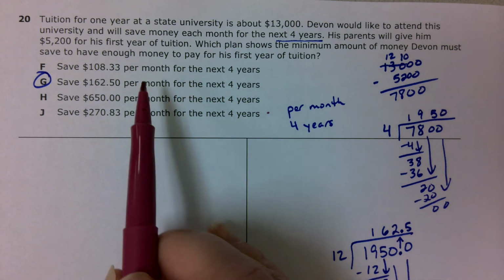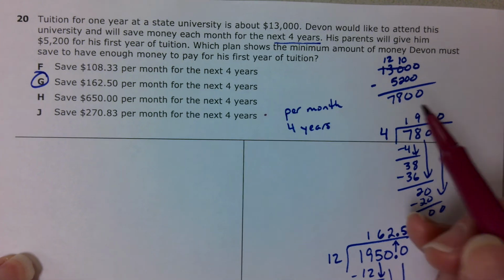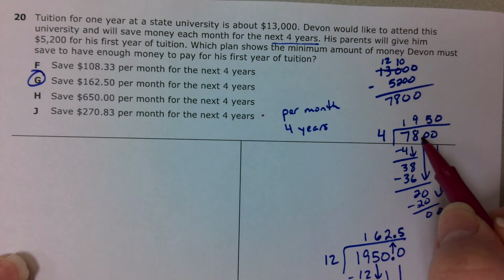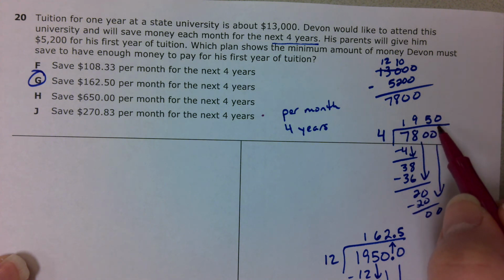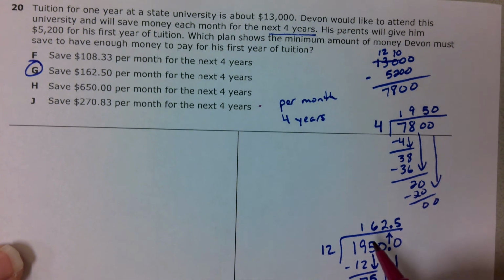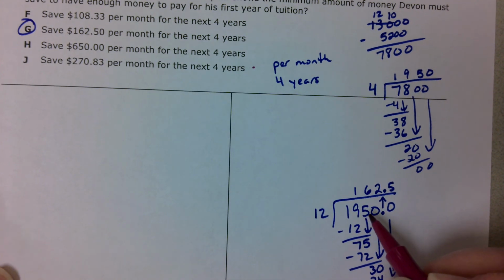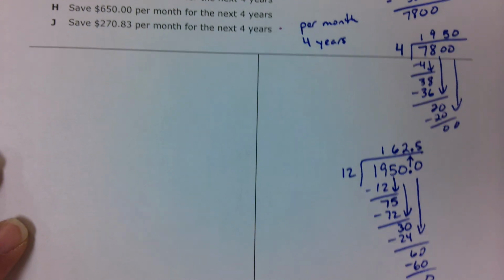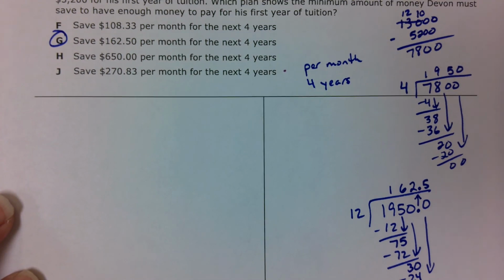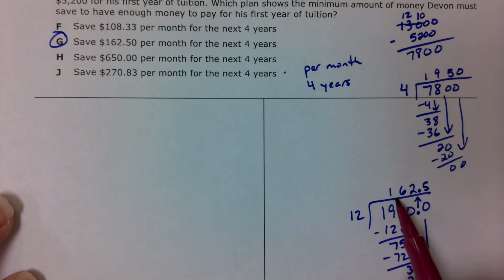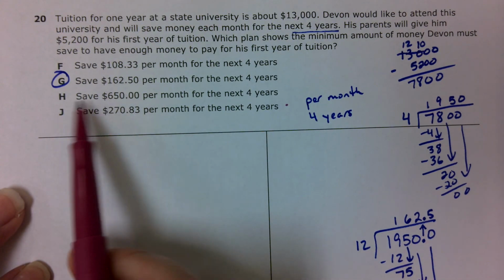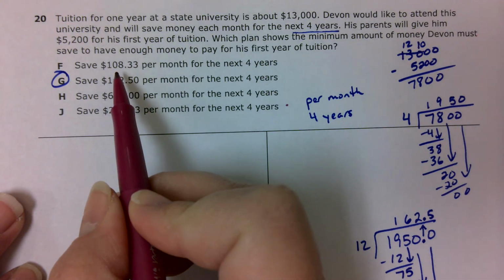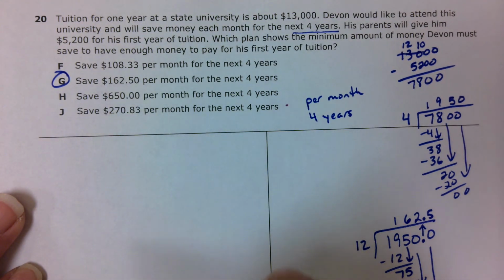Then I've got to figure out per month for the next 4 years. So I divided by 4 to figure out per year. So he needs to come up with $1,950 per year. And then we have 12 months in a year, so I just needed to divide by 12 to figure out how much per month. And then I found, so I worked that all the way out. Each month he's got to save $162.50, which is G.